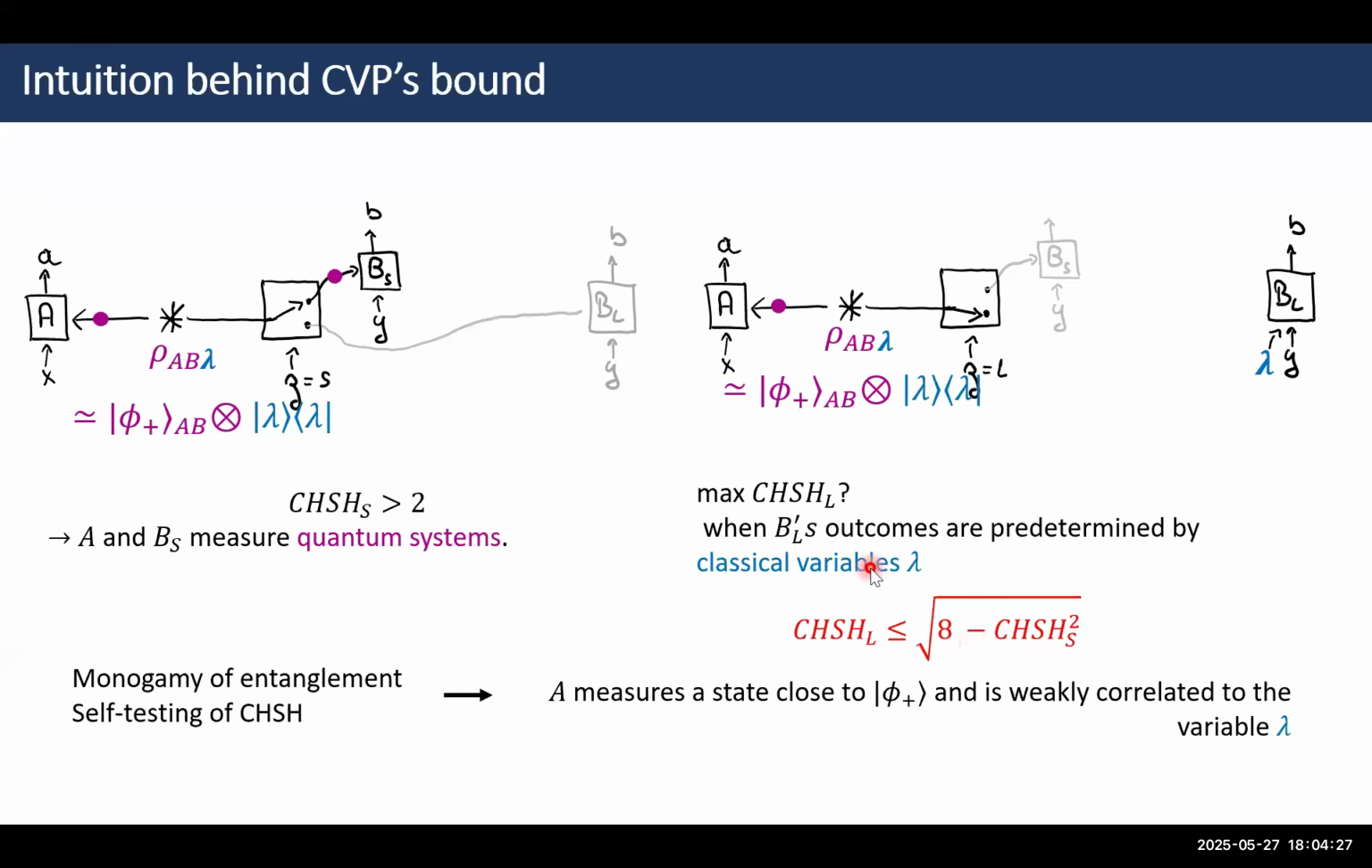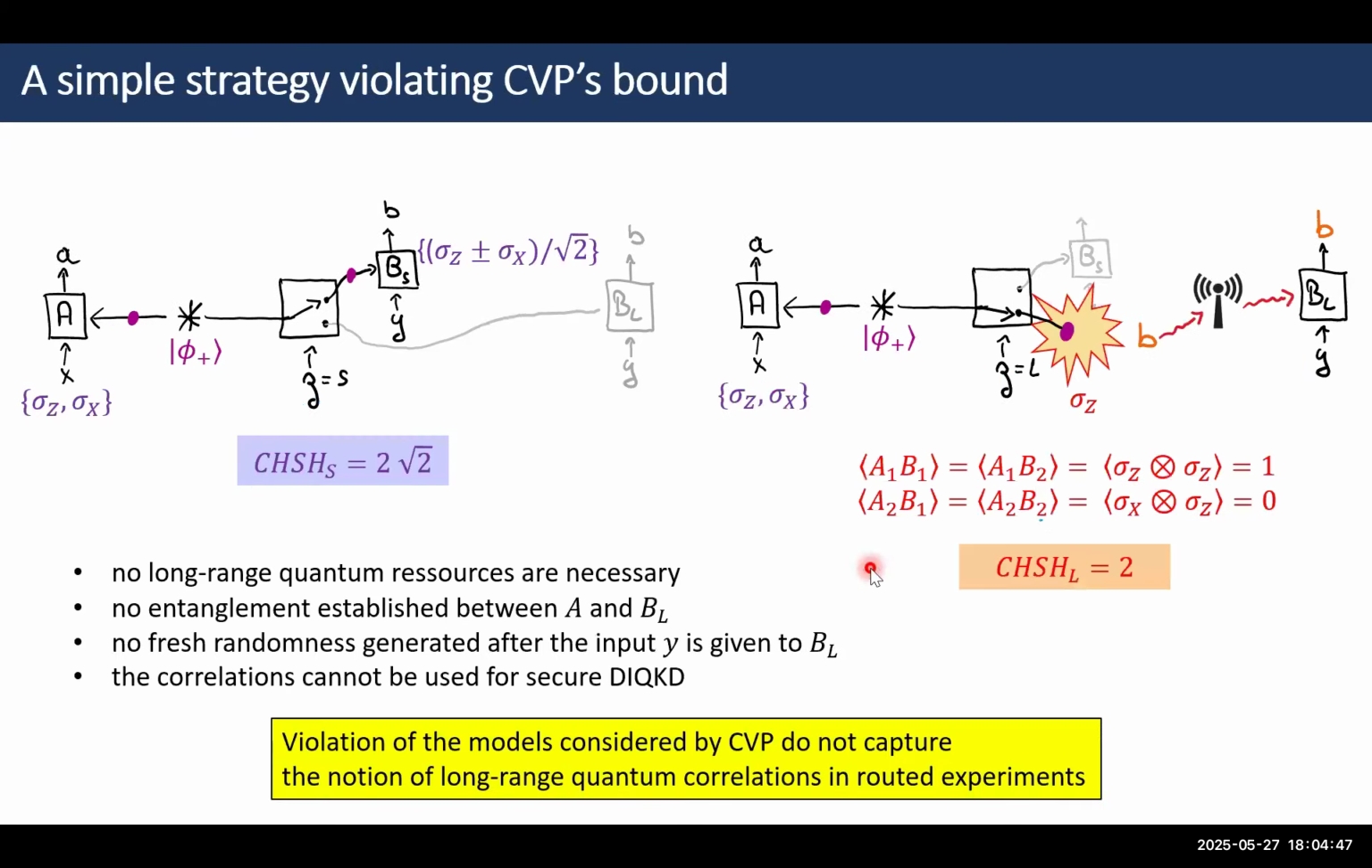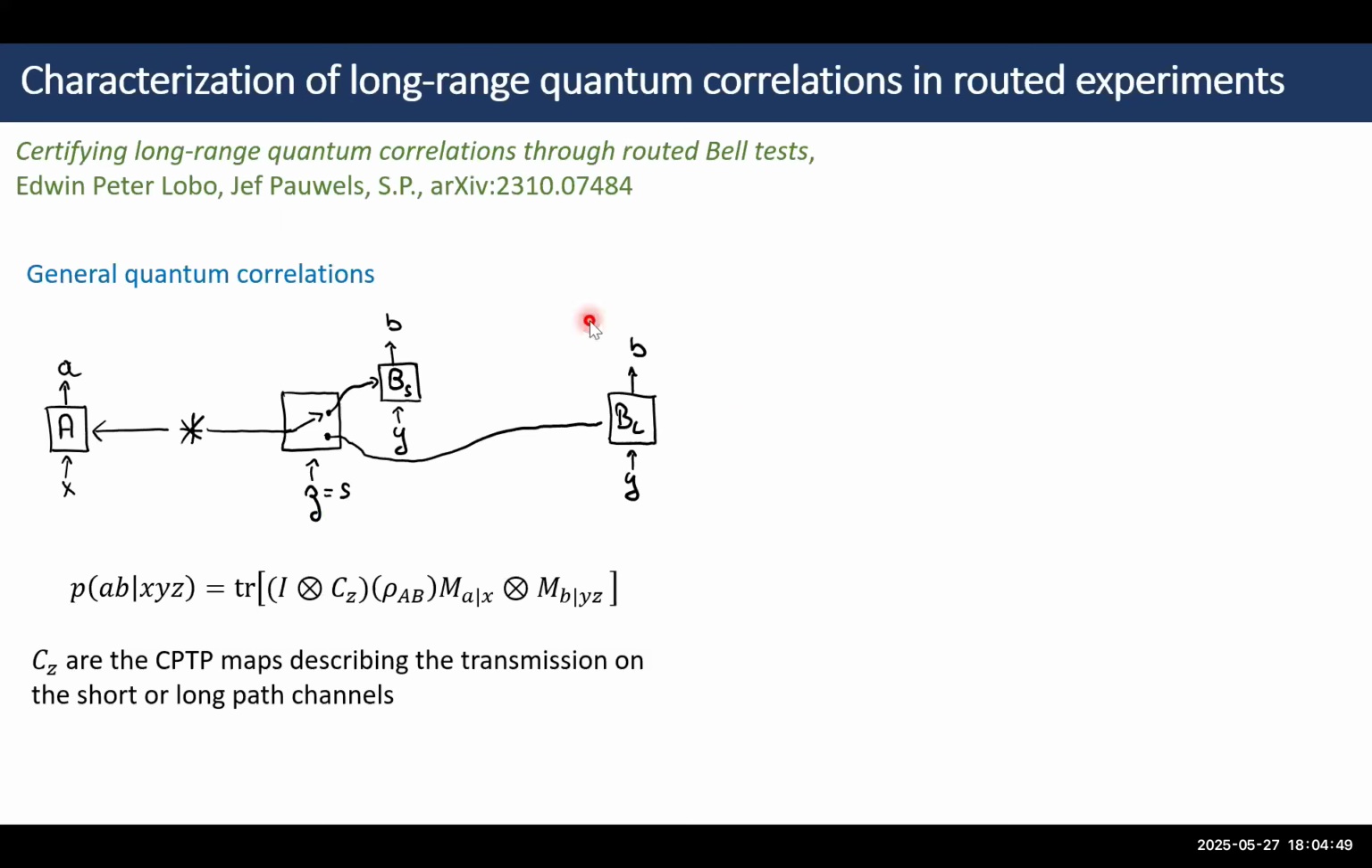Okay, so this led us to ask the question: what is a proper way to formalize what it means in such a routed experiment to have short-range quantum correlations or long-range quantum correlations? How can we certify long-range quantum correlations? Okay, so this is what I'm going to explain now, and this is something that we did in this paper. So we have the arXiv reference.